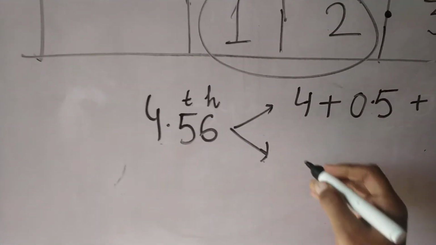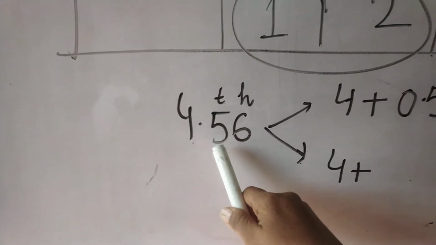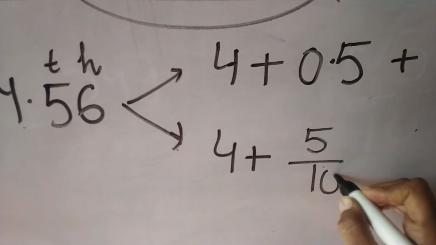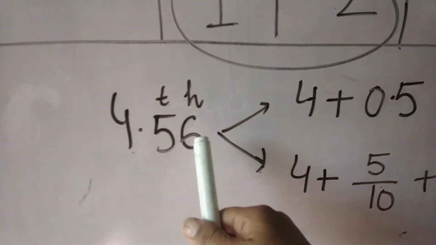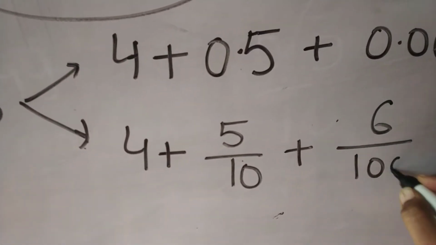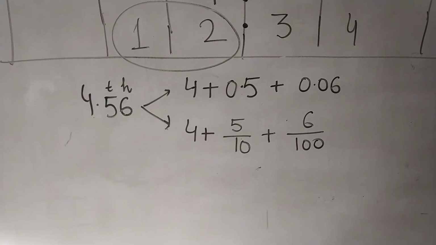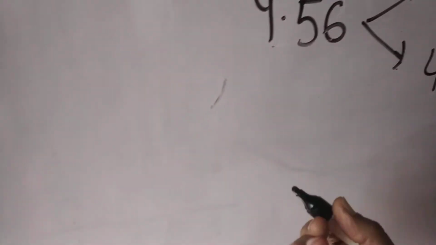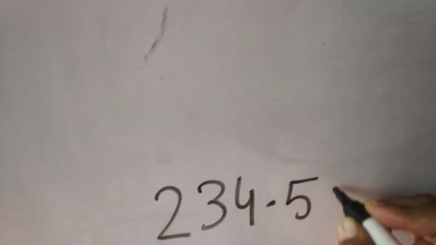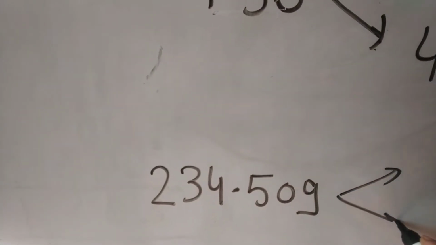Now I will write in another form that will become 4 plus, as it is at its tenths place, I will write 5 upon 10. And here 6 is at hundredths place, so I will write 6 upon 100. So these are the two forms by which we can write it in expanded form. I will take one more example, that is 234.509. Again I will write it in the two different forms.